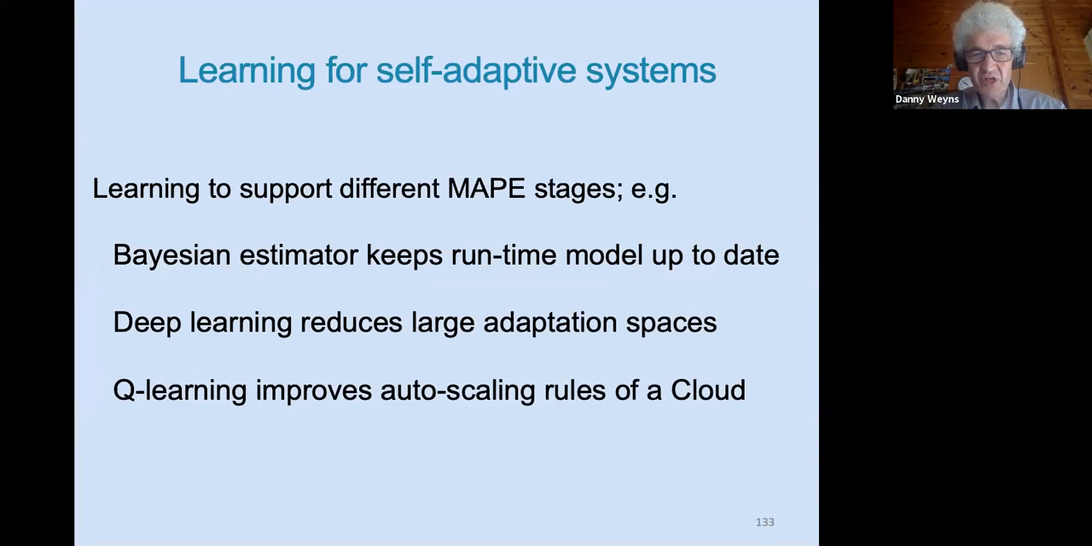Among them are Bayesian estimators. This was a paper also at ICSE presented by the group of Carlo Ghezzi years ago, where we keep runtime models up to date using Bayesian estimators. Another work recently published was deep learning that reduces large adaptation spaces. And another interesting work is Q-learning to improve autoscaling. But I do not have so much time, so I will use one more understandable example.